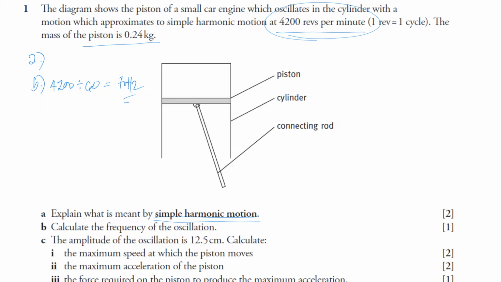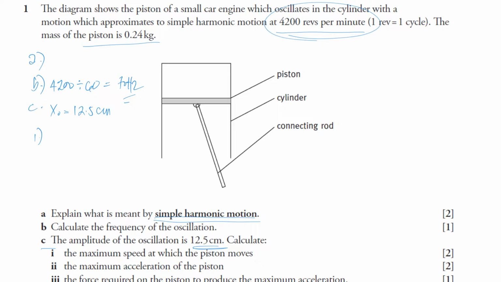Let's go to C. The amplitude of the oscillation is 12.5 centimeter. So that is your X sub O. So given here X sub O is equal to 12.5 centimeter. Now calculate the maximum speed. The maximum speed is simply the formula. Calculate the maximum speed, C II.